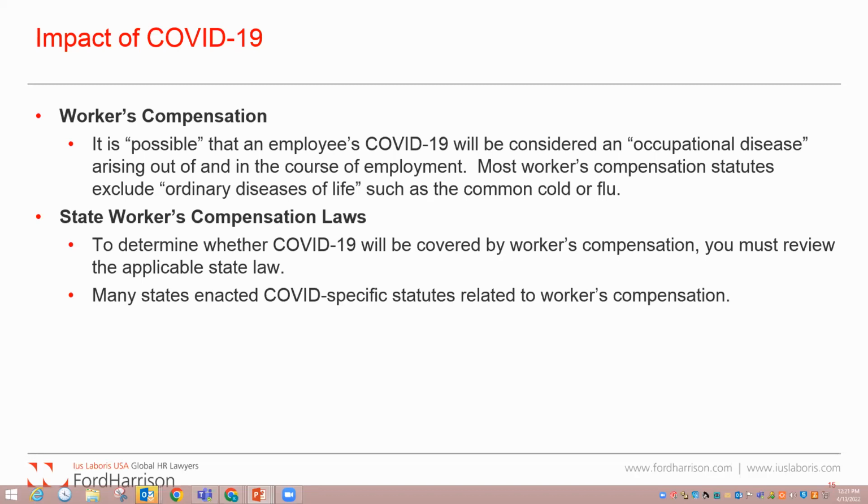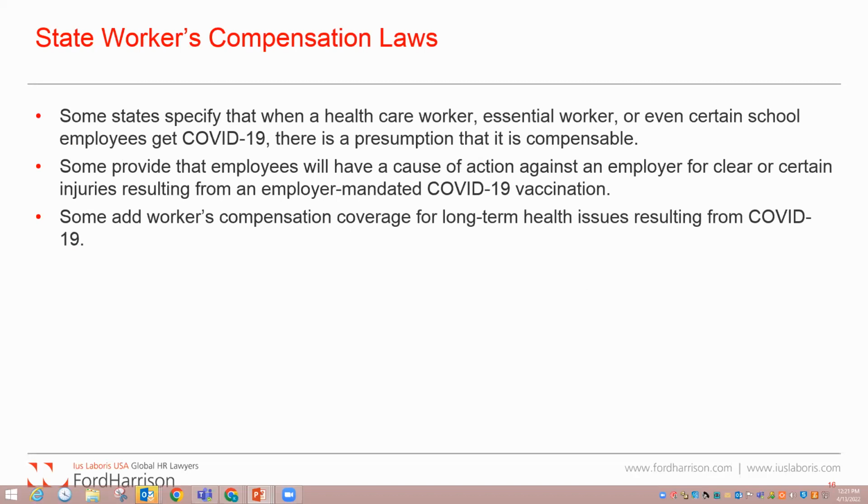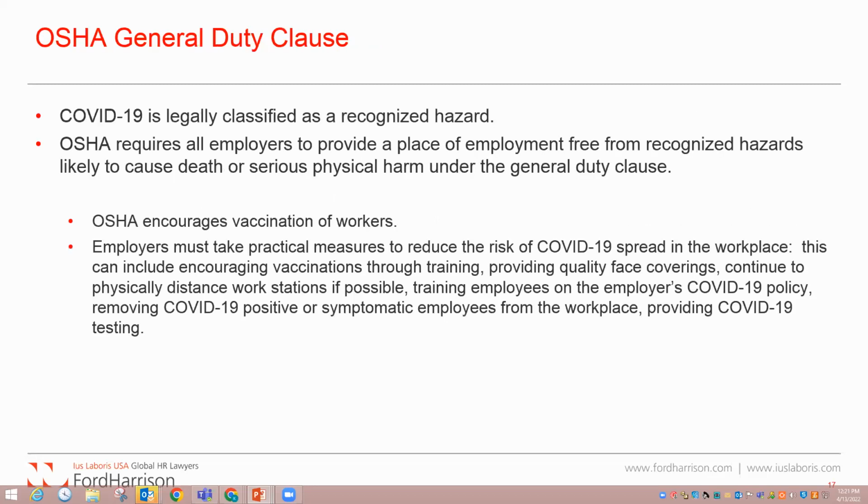You want to just know, is this something that I need to report to my workers' compensation carrier? And this is what I was talking about, the healthcare workers, essential workers, some school workers. So you just need to really analyze whether your state is going to consider COVID to be a work-related injury or not, and notify your carrier is always pretty much the safest thing to do.